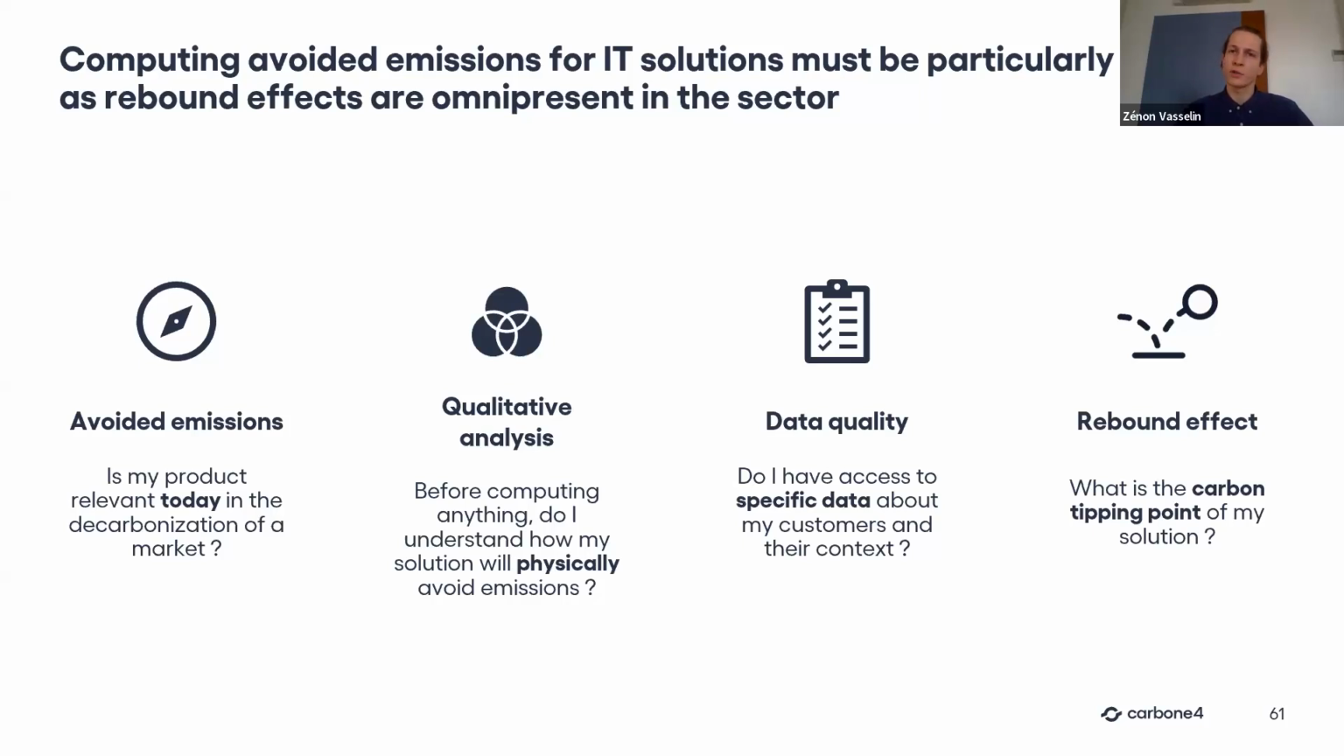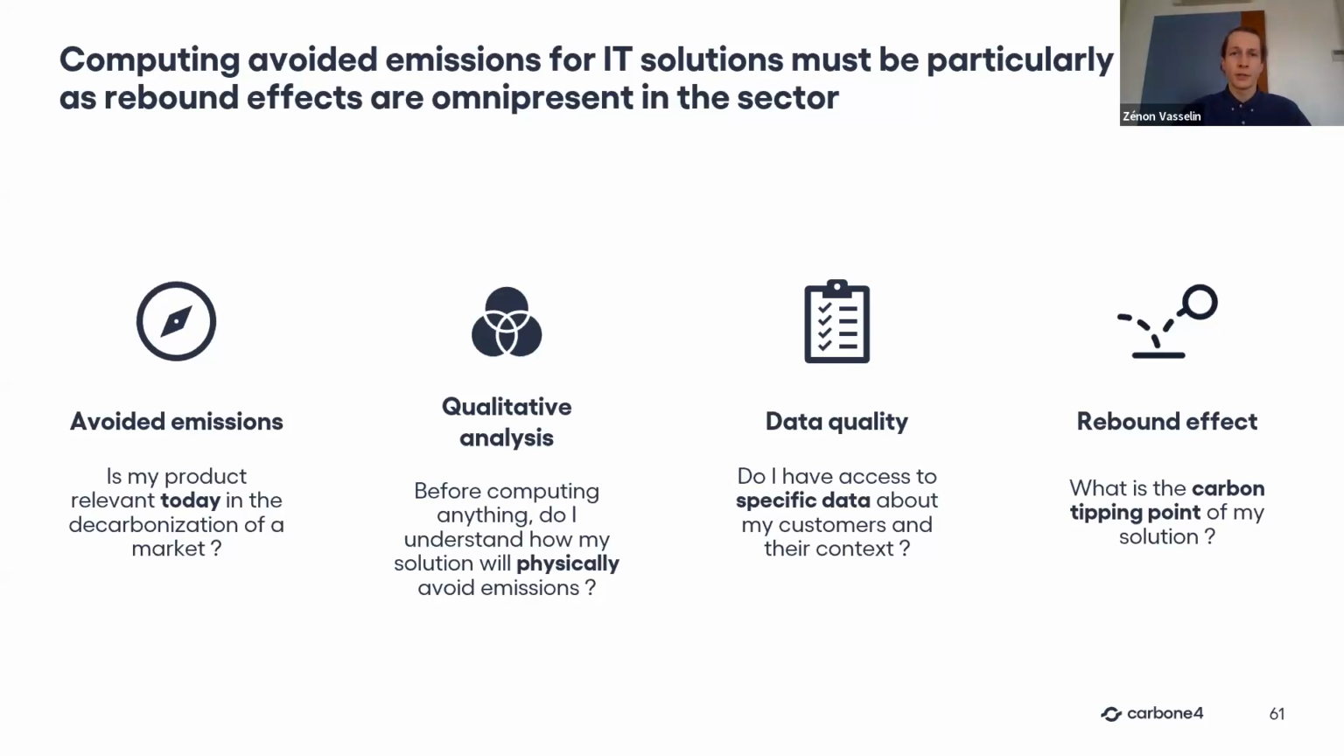And so every avoided emission calculation should come with a carbon tipping point calculation as well. So if my decarbonizing product is being used a bit more than what I've expected, or maybe much more than what I've expected, does it reach a point where, in fact, it's not avoiding emissions anymore? We've seen that in heat pumps in the building sector, in travel, everywhere as well. It's also a really big problem for IT. And so companies should be extra careful regarding this.